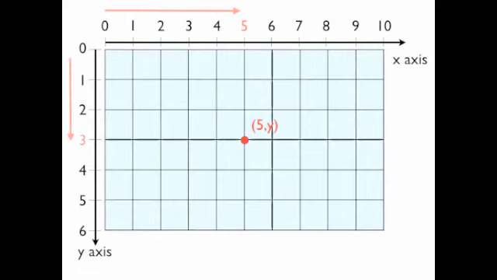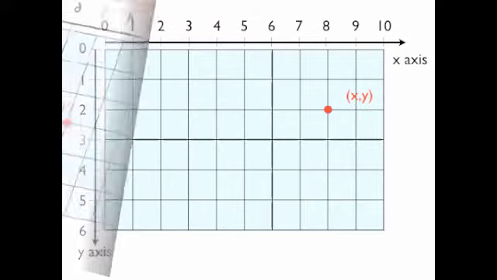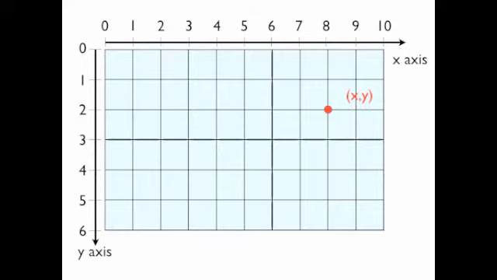Let's try another one. What would the coordinates be for this pixel? To reach this pixel, you have to go 8 pixels over on the x-axis, so our x-coordinate is 8, and 2 pixels down on the y-axis, so our y-coordinate is going to be 2.